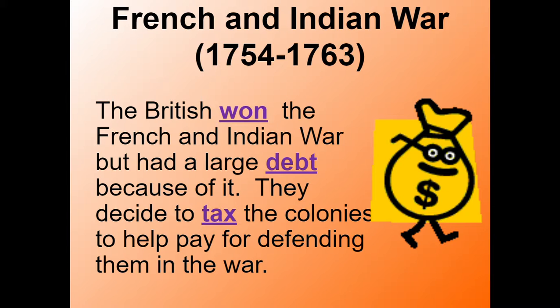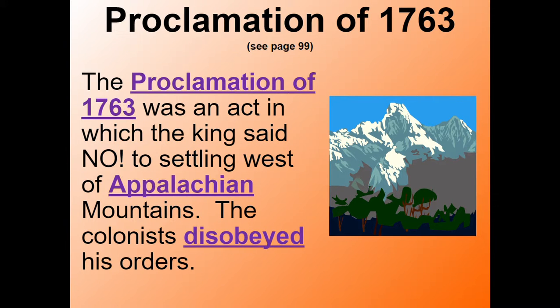The Indians will side with the French. The colonists will side with the British. The British will win the war. It's a great win for the British, but it's a very, very costly war. It now will cause Great Britain to be in debt, and they've got to pay for this debt. So they're going to pass on taxes to the colonists. This will get the colonists to be upset.